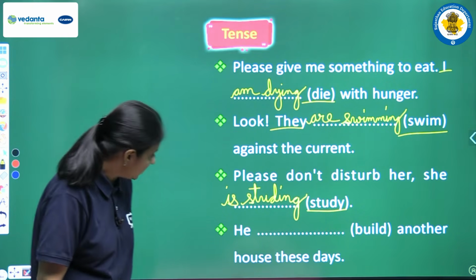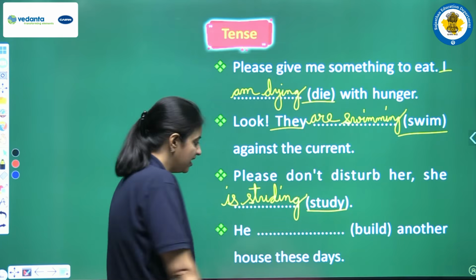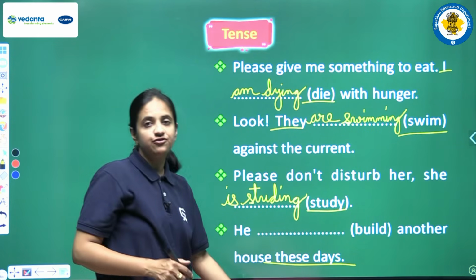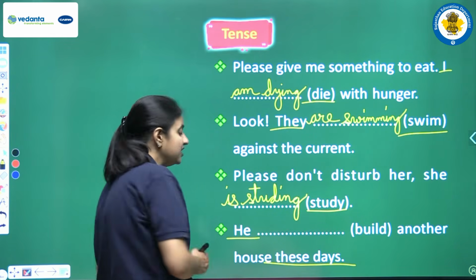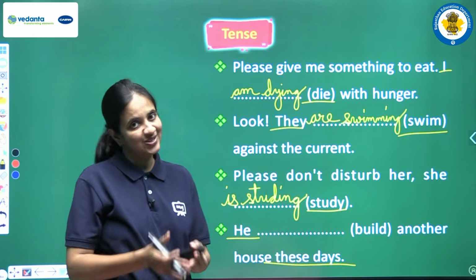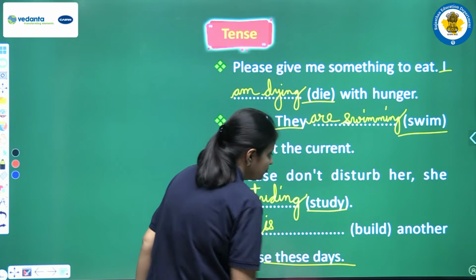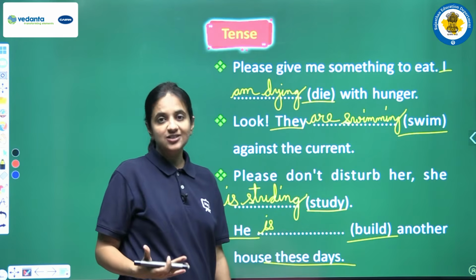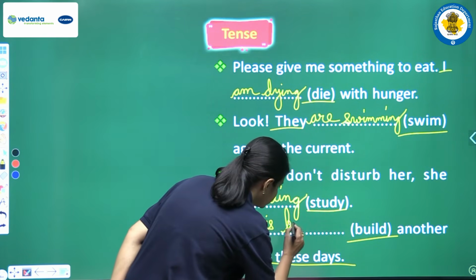Okay, next is he built another house these days. So we have these days, and this phrase shows that this is present continuous tense, and we have he as the subject. He is a singular subject, so we will write first of all is for he. Next we have the main verb build, so we will add ing, so it will be building.